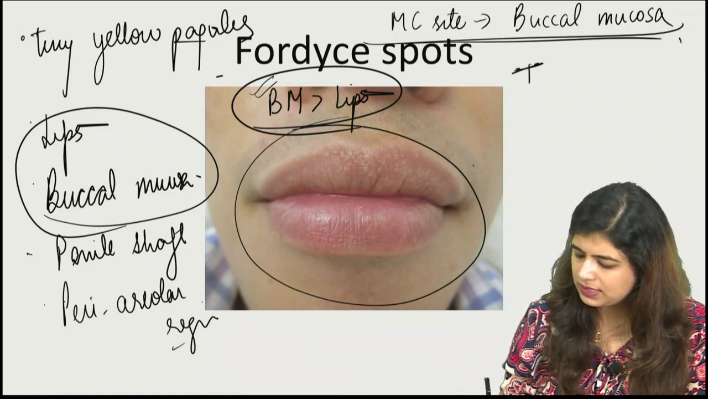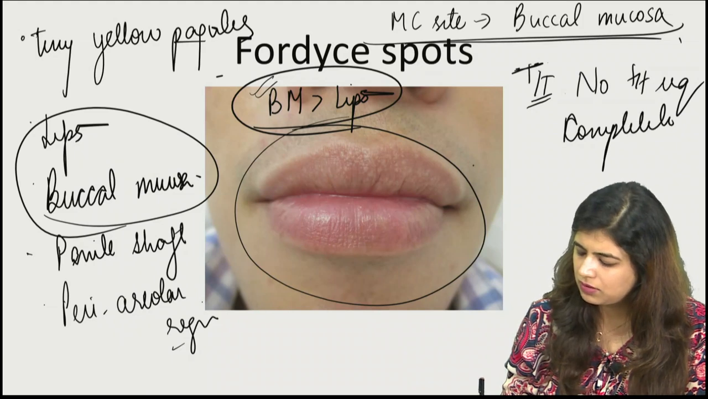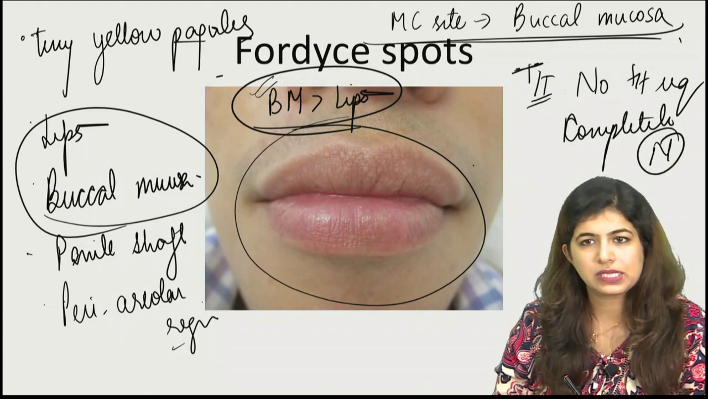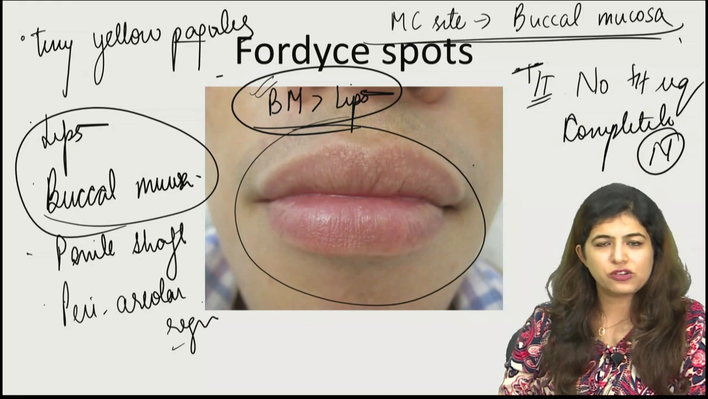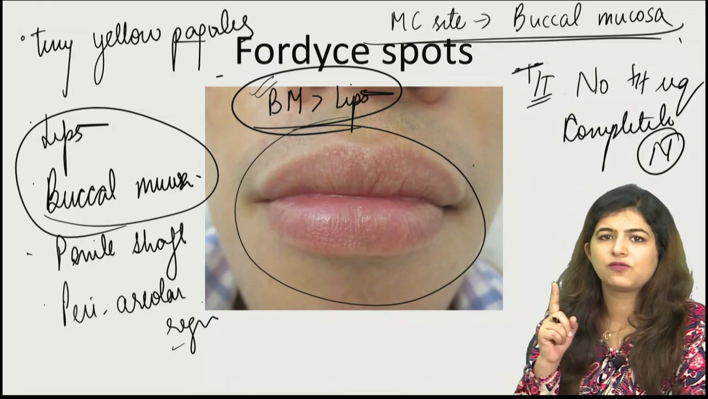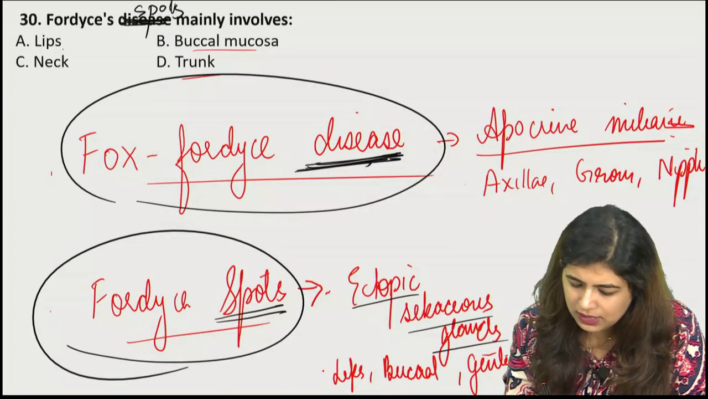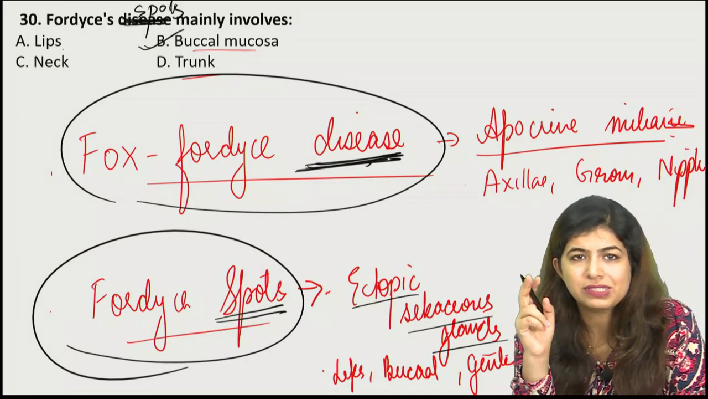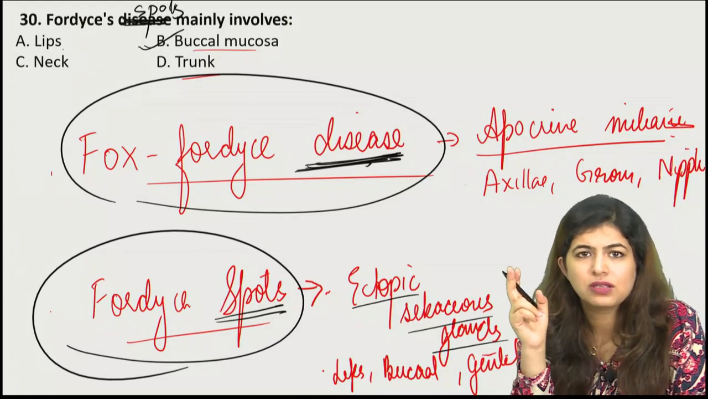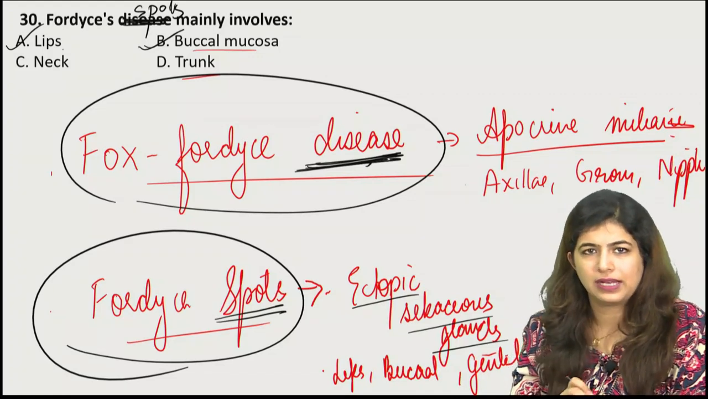You are sometimes also asked the treatment. There is no treatment required. Why? Because this is a completely normal thing. It is not a disease. So, no treatment is required for Fordyce spots. Just remember the difference from Fox Fordyce disease. Clear? So, the answer to this question here is option B, which is buccal mucosa. But if this was a multiple choice question in your PGI exam, then lips would also be included here. Clear?